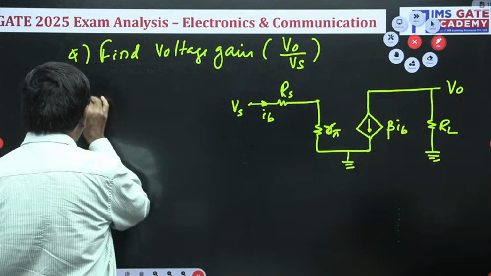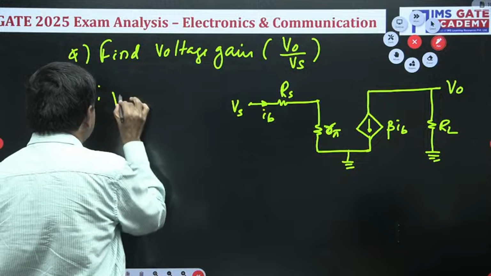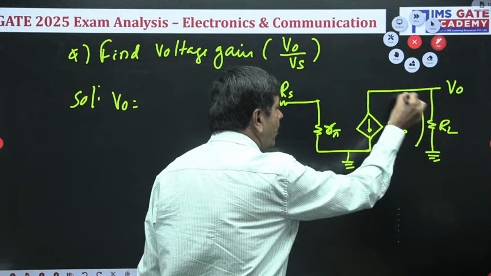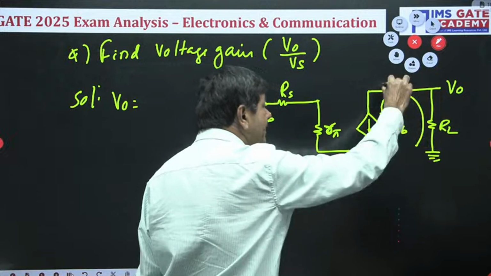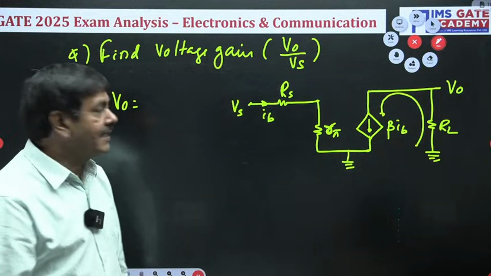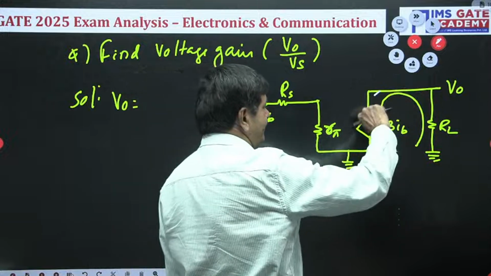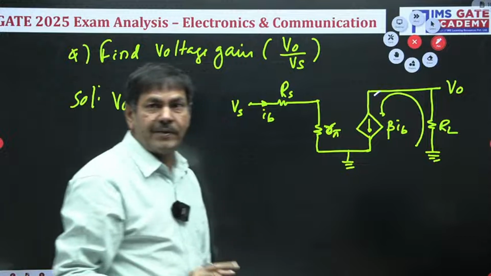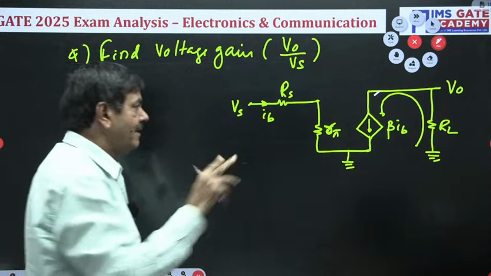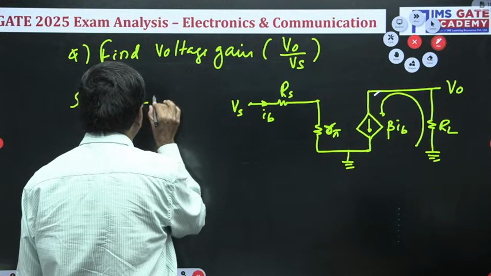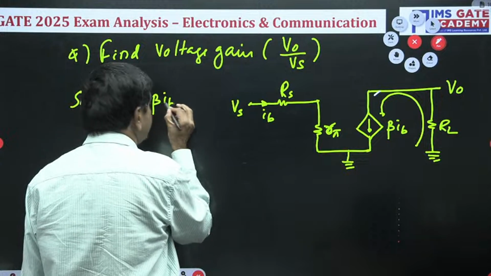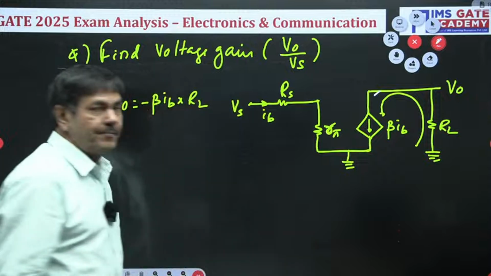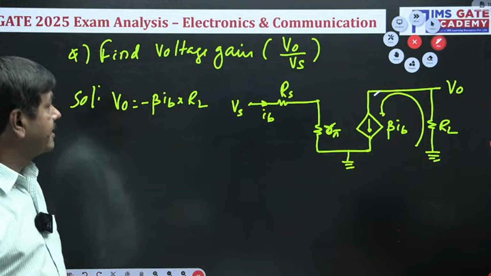I can say V0 is nothing but current into resistance. The same current is passing across RL. Beta into IB is passing across RL. But that current is passing in the reverse direction, while the load has to receive the current. That's why we note it down with a minus sign: minus beta into IB into RL. This is the V0 value. There IB is required.